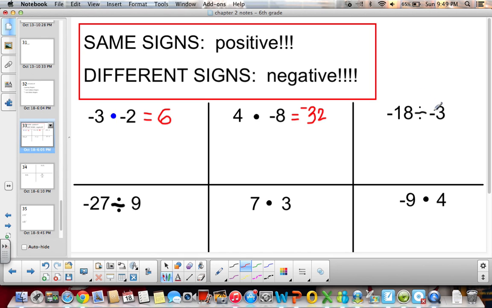-18 divided by -3. We have a negative divided by a negative, so our answer is going to be positive. 18 divided by 3 is 6, so our answer is positive 6.